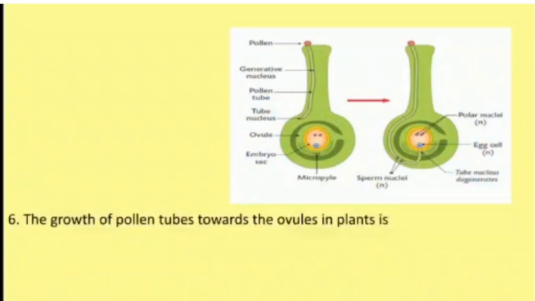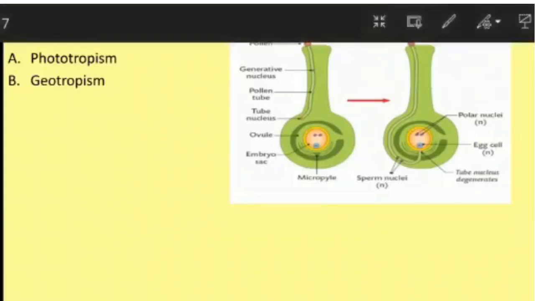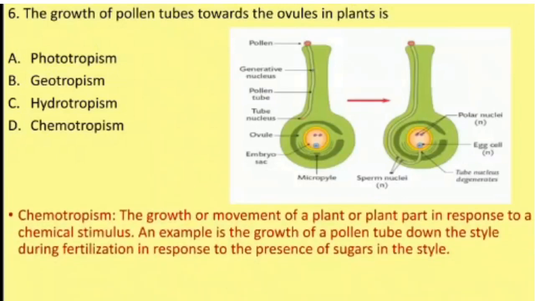So here comes our next question. The growth of pollen tubes towards the ovules in plants is A. Phototropism, B. Geotropism, C. Hydrotropism or D. Chemotropism? So chemotropism is the right answer.